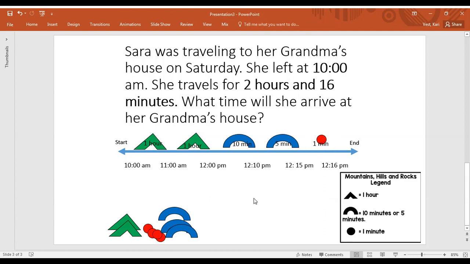All right, be sure to sign up for some small group time with your teacher so we can go ahead and continue practicing elapsed time.